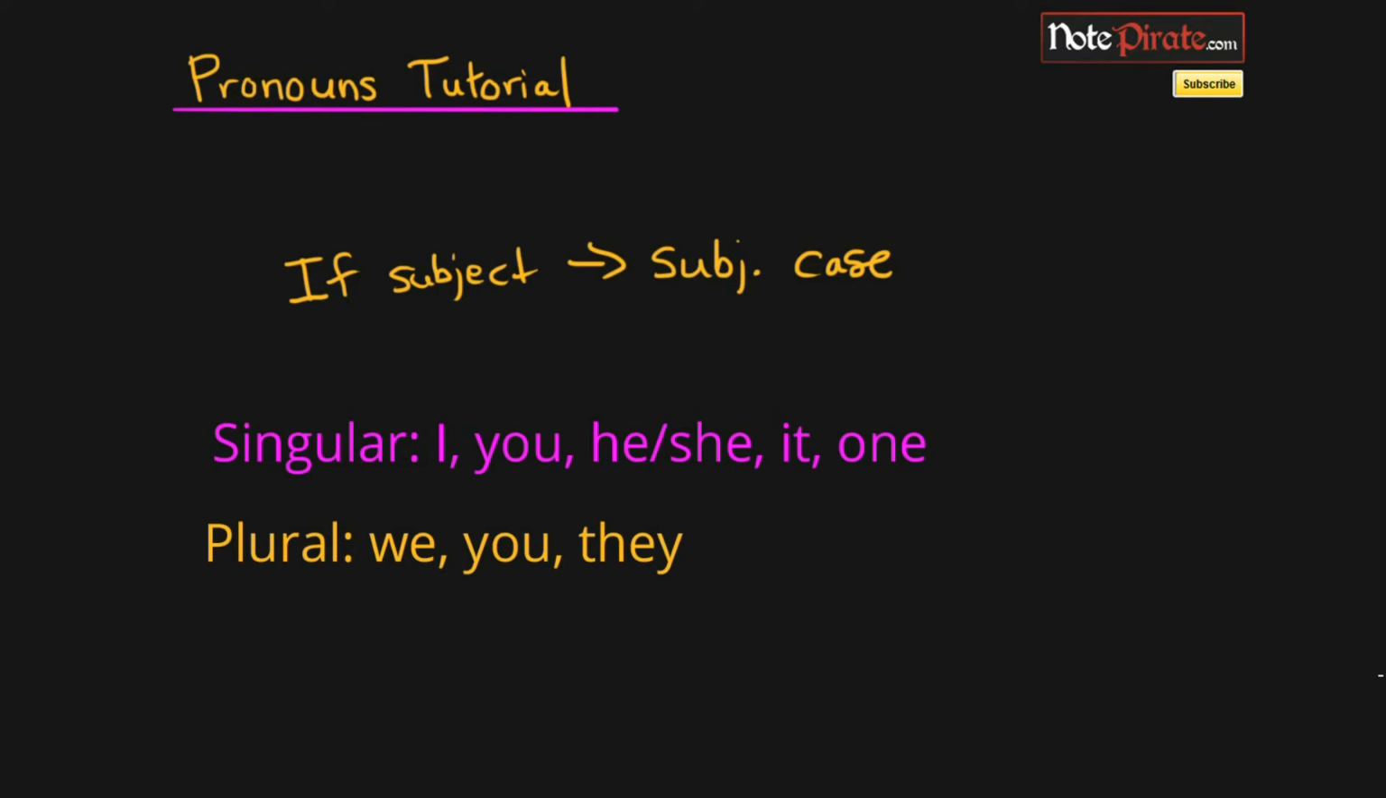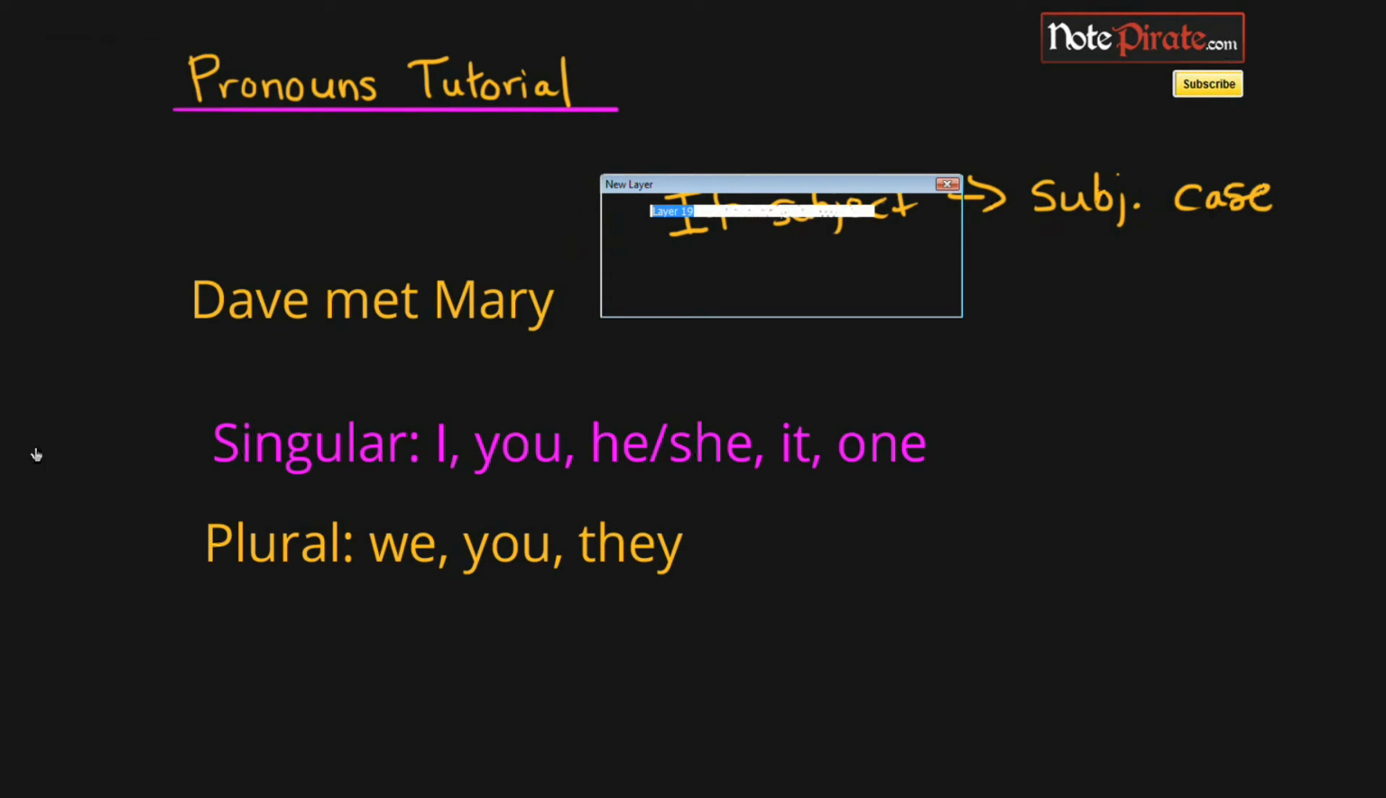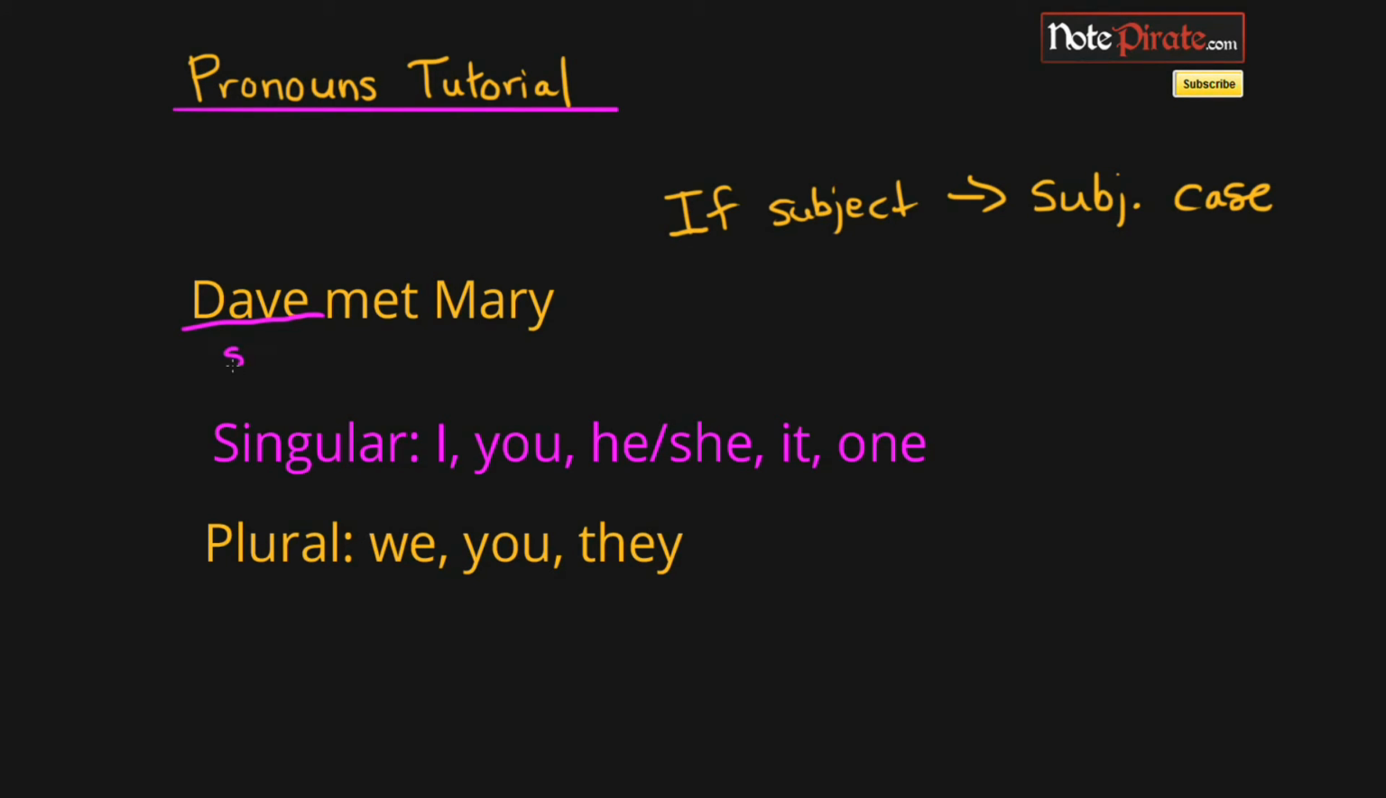So as you can see, singular and plural nouns being replaced by pronouns. If they are acting as the subject, you would replace them with these pronouns, which is I, you, he or she, it, or one. And in the plural, it would be we, you, or they. Now, in the example we first looked at, which was Dave met Mary, Dave was the subject of our sentence. He is the one that the sentence was about. So we see here that the correct pronoun to use for Dave, because he is a singular person, would be he. He met her.